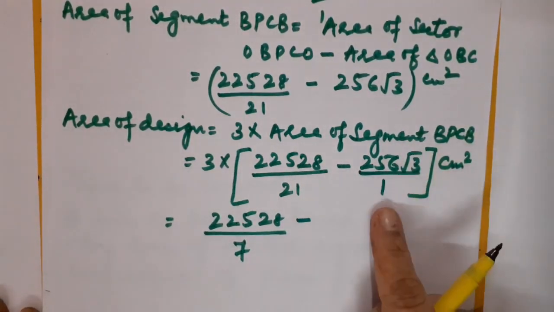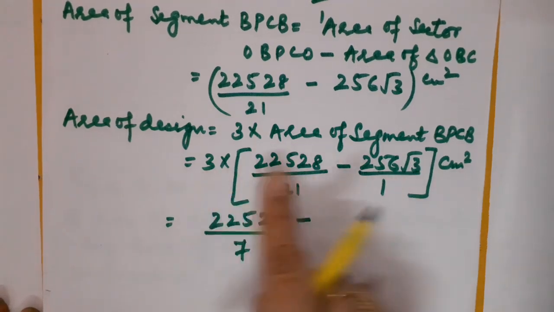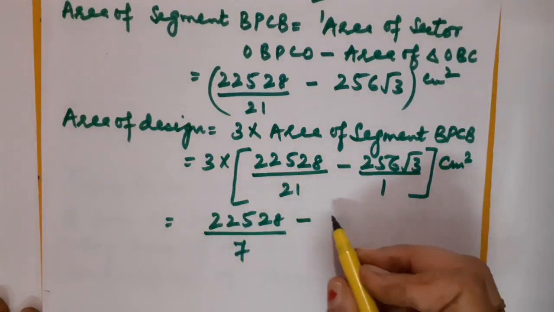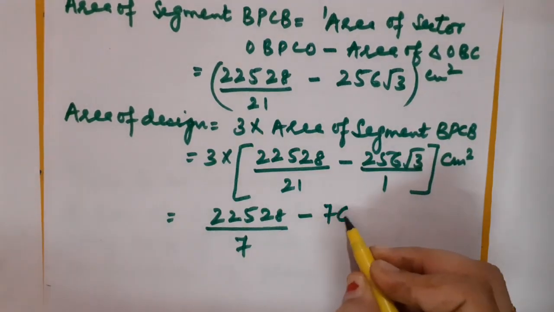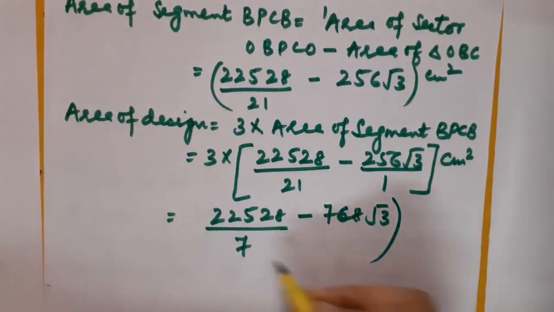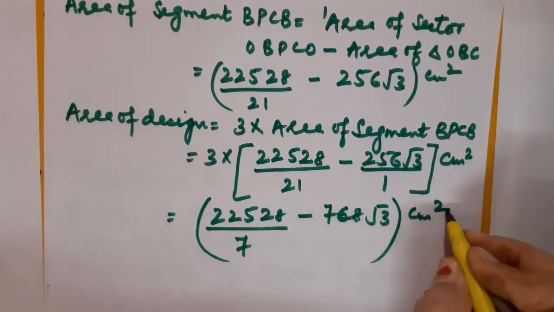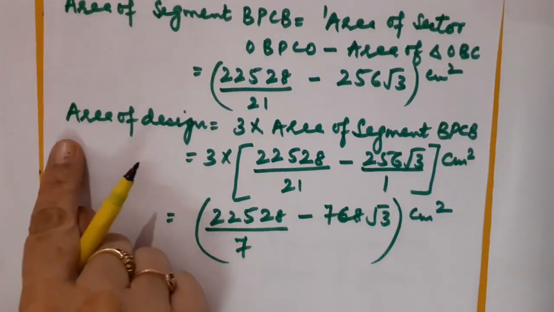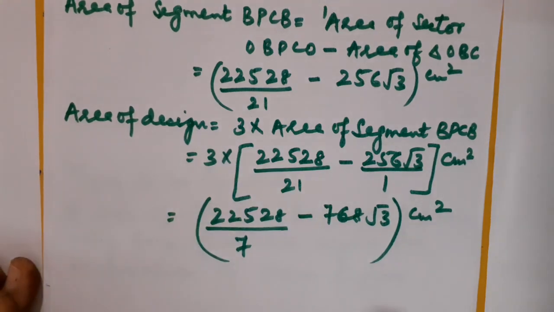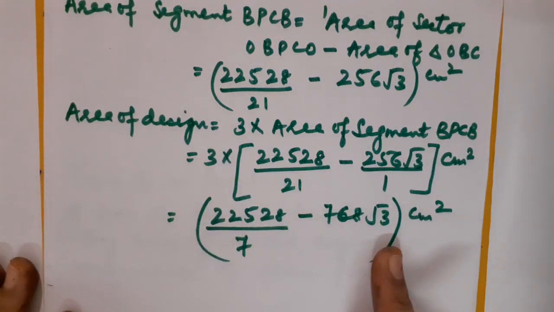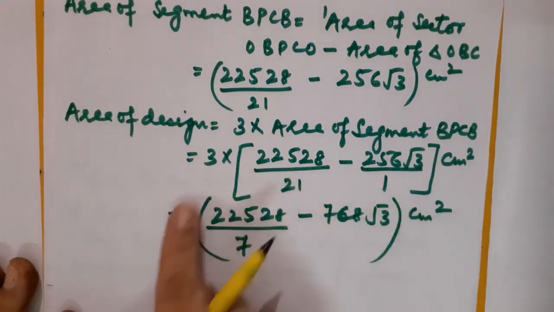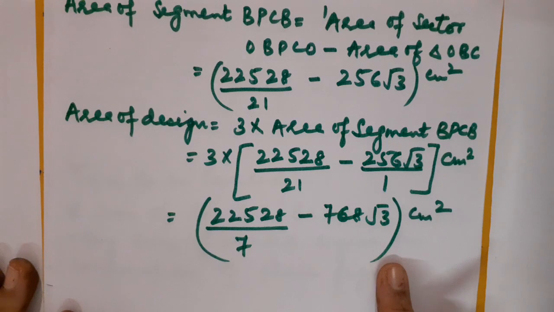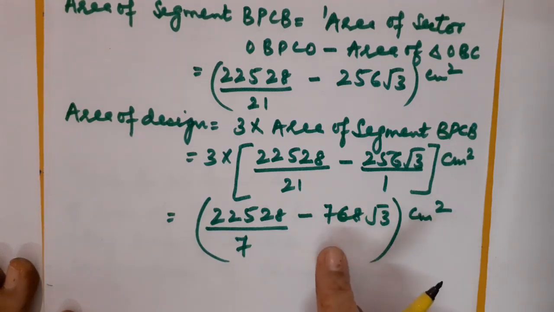Here there is nothing in denominator. So 256 will be multiplied by 3. I will be getting 768 root 3 and there is a big bracket with centimeter square. So children, this is the area of design which we wanted to calculate. Okay. If you will be having the value of root 3 given, you can insert over here. Otherwise, you can leave the area like this also. This is actually the answer which is given in NCERT textbook.